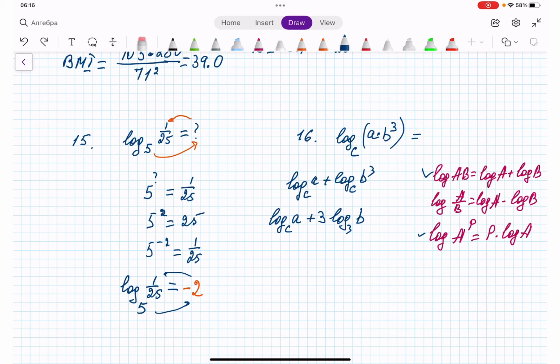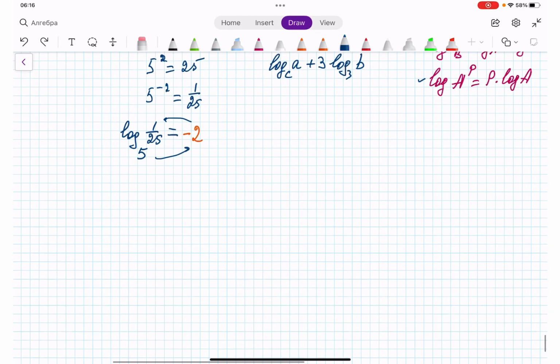Okay, we are going to solve the equation by expressing each side as a power of the same base, and then equate the exponents. Okay, let's do it. Question number 17. So we have 3 to the power 1 plus 3x, and it's equal to 81. So all we have to do is solve this equation.